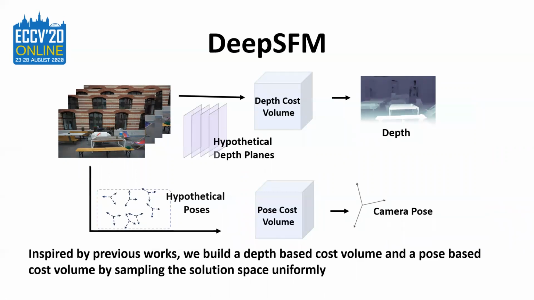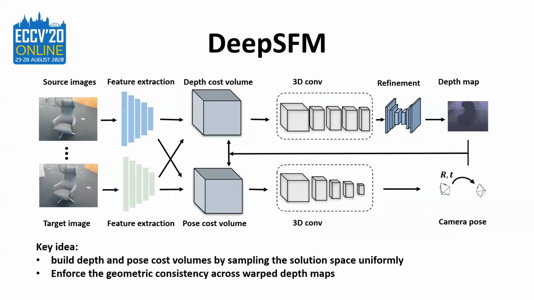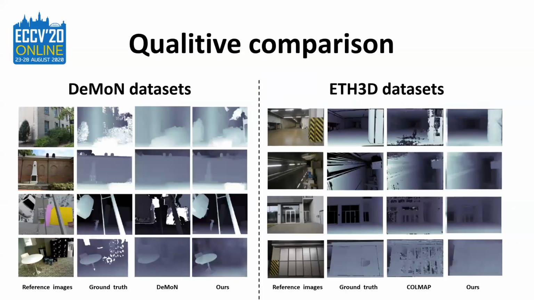poses alternately. In each iteration, we build cost volumes to verify both photometric and geometric consistency. One of the major performance gains is achieved by estimating camera poses by building a cost volume to explore the pose hypothesis space. Our method shows comparable or better performance on several popular benchmarks compared to the SOTA method.